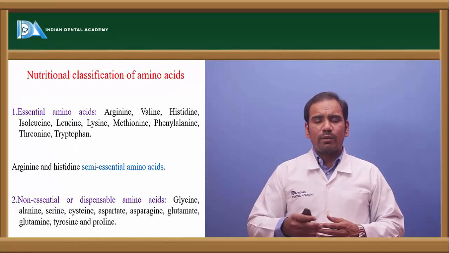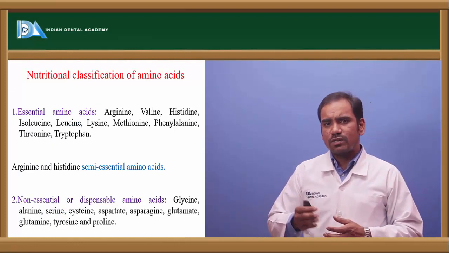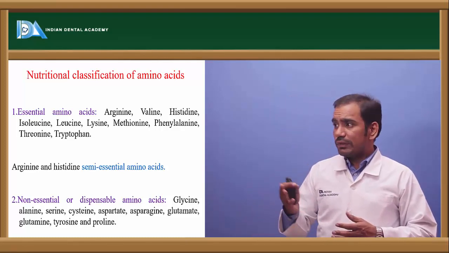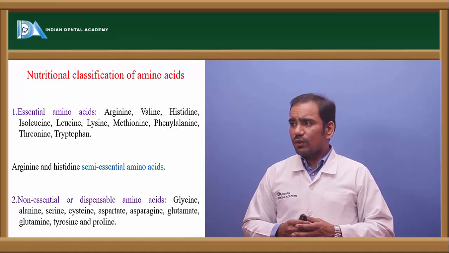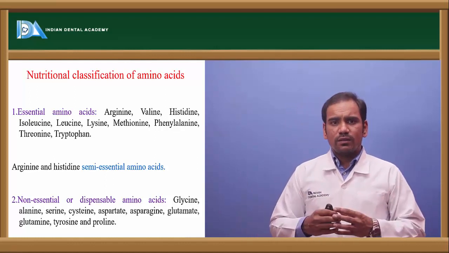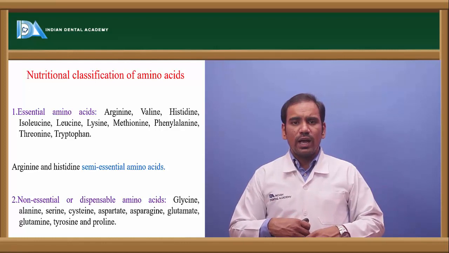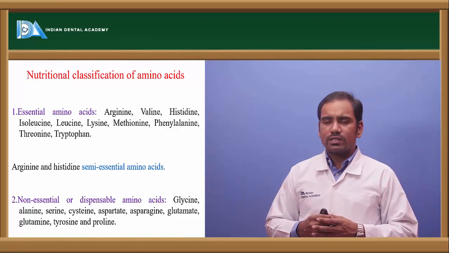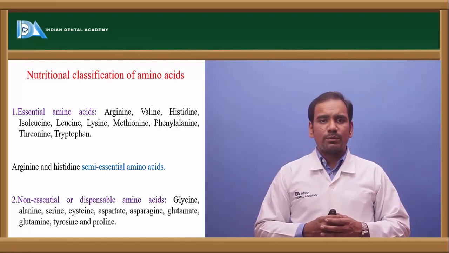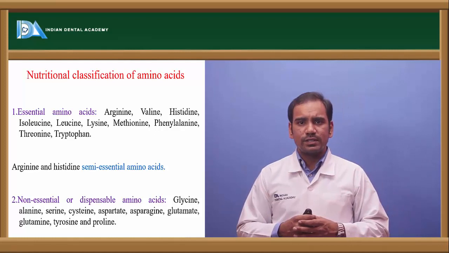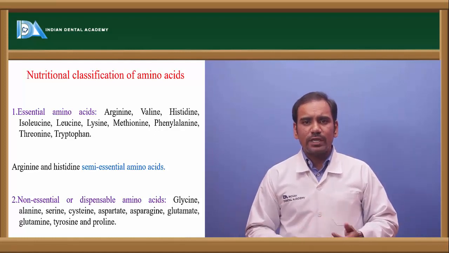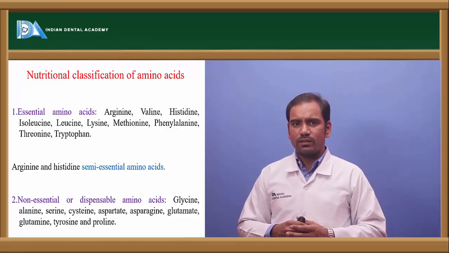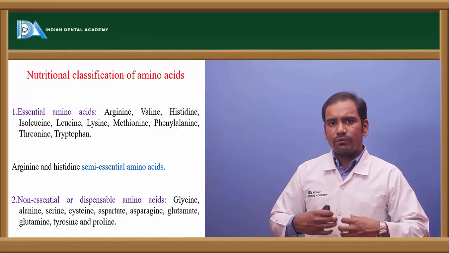Coming to another type of classification, till now we have seen classification based on the structure and classification based on their polarity. Now coming to classification of amino acids based on their nutritional value. Out of 20 amino acids, some are synthesized in our body and some cannot be synthesized in our body. Based on that, we have classified amino acids into two types: essential amino acids and non-essential amino acids. If amino acids can be synthesized in our body, we call them non-essential amino acids.